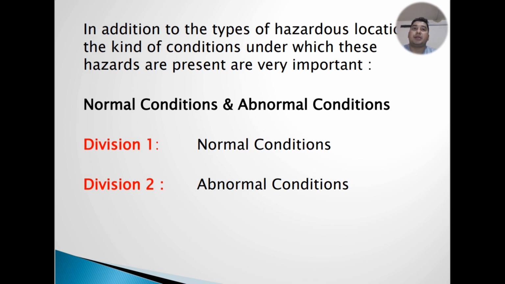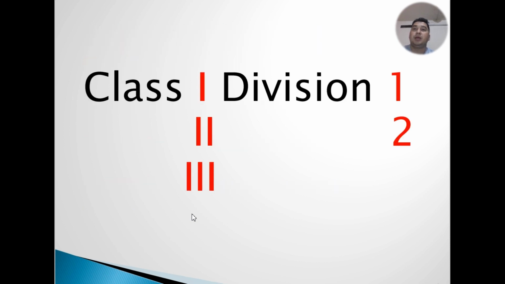After that, in addition to the types of hazardous location, the kind of conditions under which these hazards are present are very important: normal conditions and abnormal conditions. Division 1 is normal conditions and division 2 is abnormal conditions. Classes 1, 2, 3 and divisions 1, 2. So we have three zones, zone 0, zone 1 and zone 2, as per European standard, and as per American standard we have division 1 and division 2. So these are the ones.